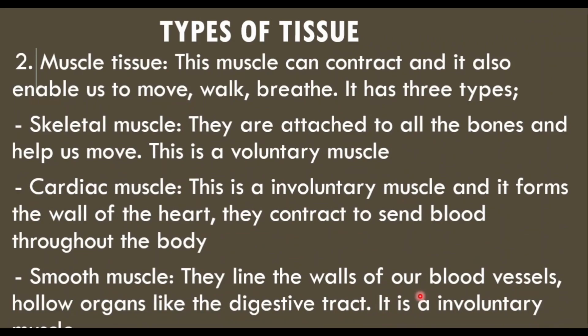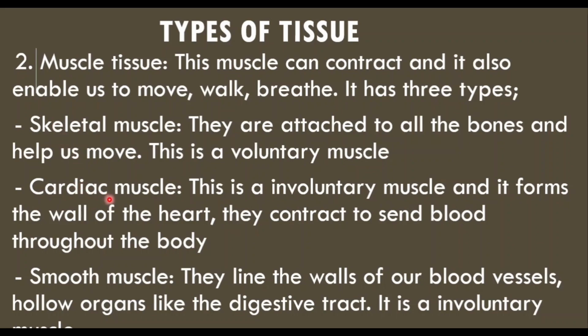The second type of cell is muscle cells. Muscle tissues can contract, and it enables us to walk, talk, move, and breathe. And there are 3 types. We have the skeletal muscle. These muscles are attached to our bones and help us move. It's also a voluntary muscle because we think about moving, we think about carrying something. So those are skeletal muscles. They help us achieve those things.